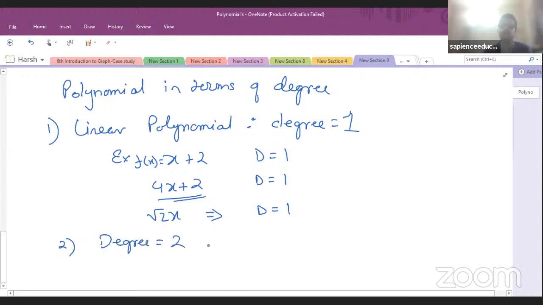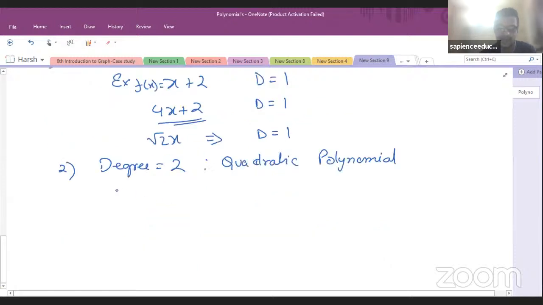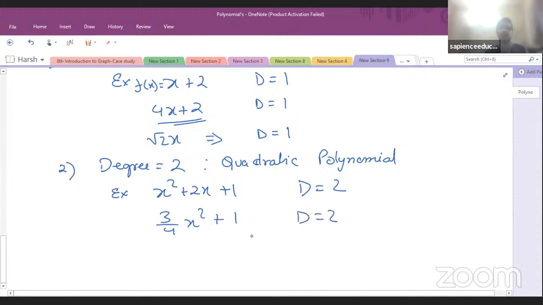Now, if the degree is 2, then that polynomial is known as a quadratic polynomial. Example, x square plus 2x plus 1. Here the degree is what? 2. Or 3 by 4 x square plus 1. What is the degree? It is 2. So these are known as quadratic polynomials. Okay.